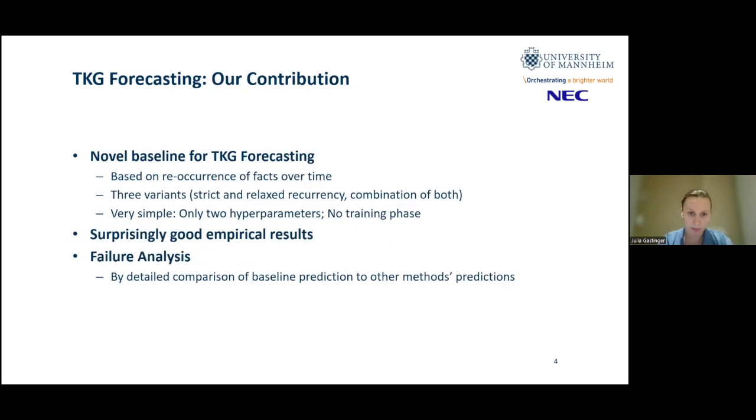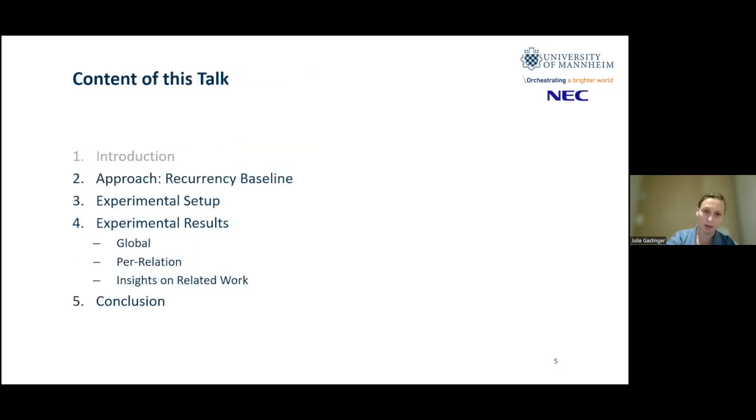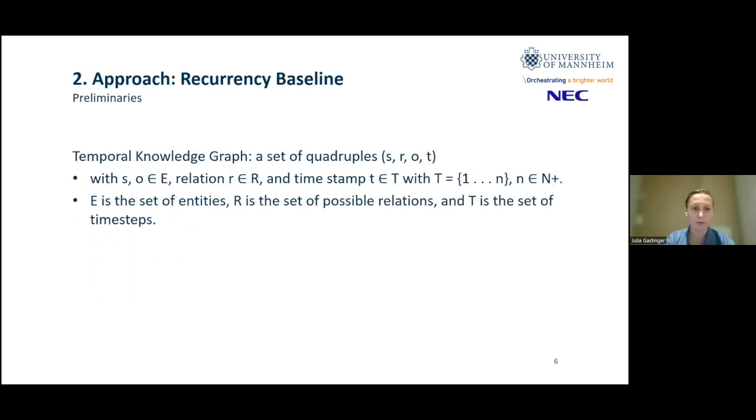We introduce a novel baseline for temporal knowledge graph forecasting. We introduce 3 variants: a strict and a relaxed recurrency and a combination of both. And it's a rather simple approach. We only have those 2 hyperparameters and no training phase. What we found is that we get some surprisingly good empirical results. And we also show a failure analysis and do a detailed comparison of the predictions of the baseline to other methods' predictions. And yeah, this is exactly what I'm going to talk about in this presentation. So I will explain the baseline, I will show the experimental setup and results, and that's about it.